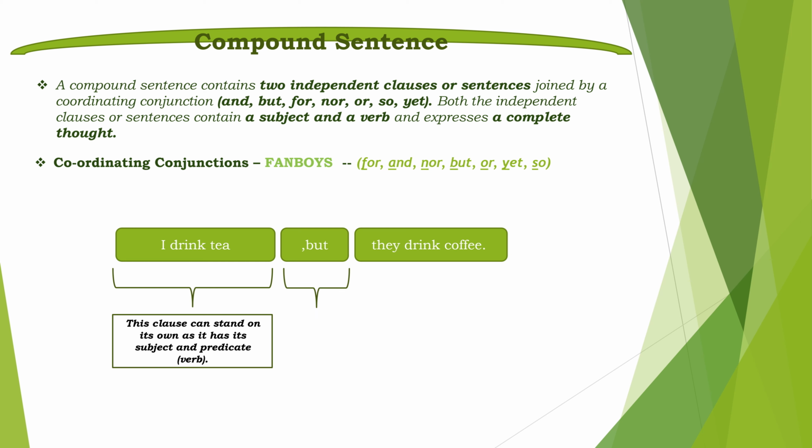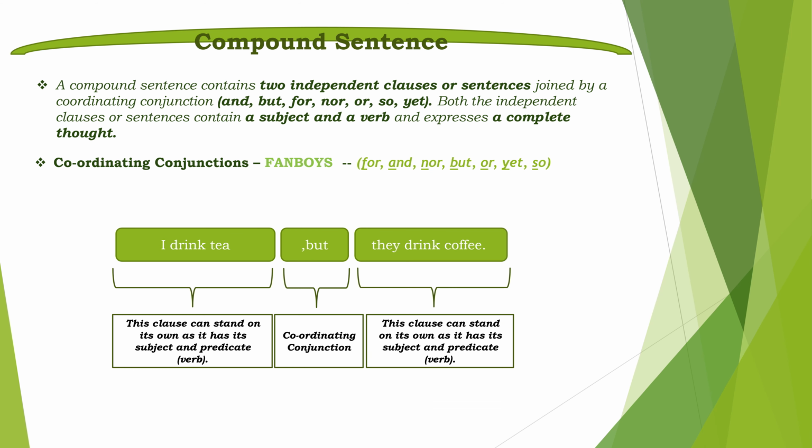Then we have a coordinating conjunction but to combine the first sentence with the second sentence. In the second part, the sentence has a subject and a predicate. So the clause can stand on its own. So we have just learned that a compound sentence has two simple sentences combined with the help of a coordinating conjunction.